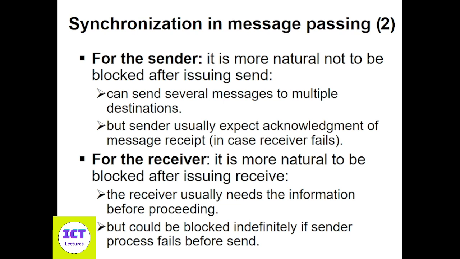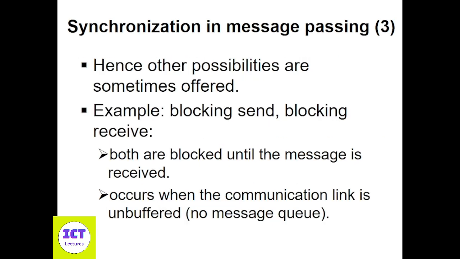It's not natural for a sender to just block. It can send several messages to multiple destinations, but the sender usually expects acknowledgements of messages. During synchronization, we borrow the concept of windowing, where the sender sends an alert message to the receiver that it is sending a particular message. Then the receiver, upon receiving the entire message, sends an acknowledgement that it has received the message properly. In case there is a failure, or the message was not properly sent, it can issue an alert that the message was not received properly. These are ways to understand how various processes communicate within a distributed system.